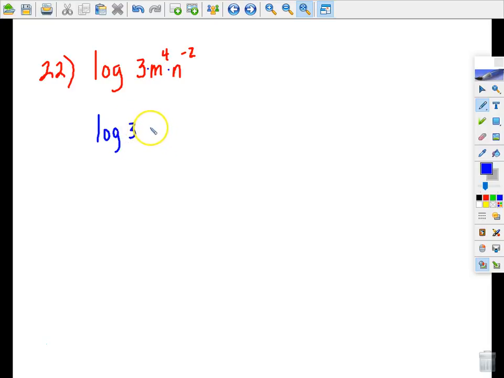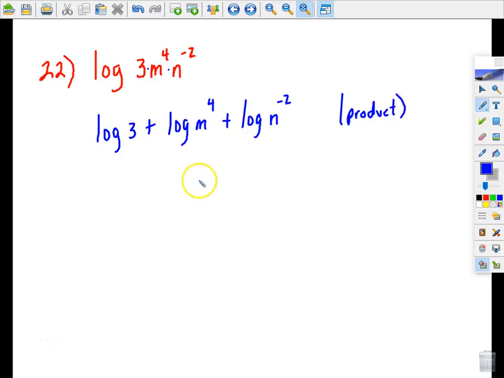I think I'll just step this out one property at a time. Here's the product property, plus log m to the 4th, plus log n to the negative 2. Okay, that's an application of the product property, so you can see it.